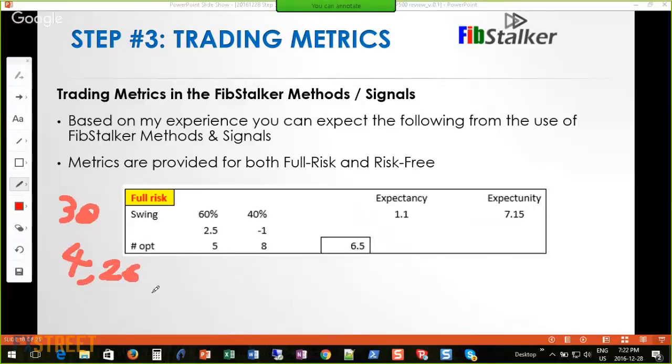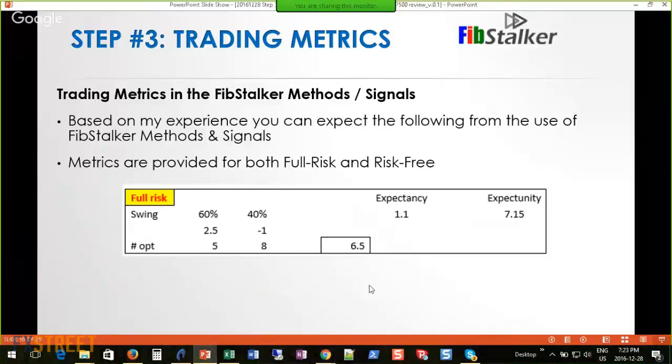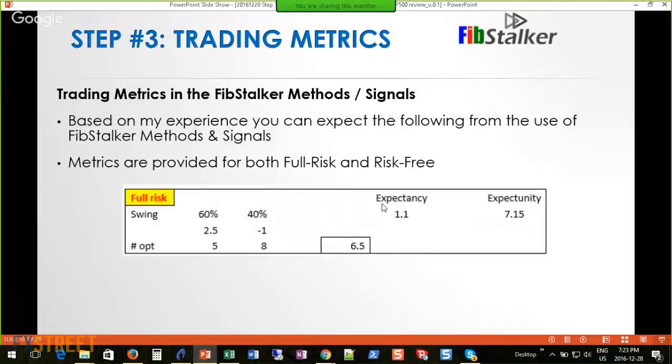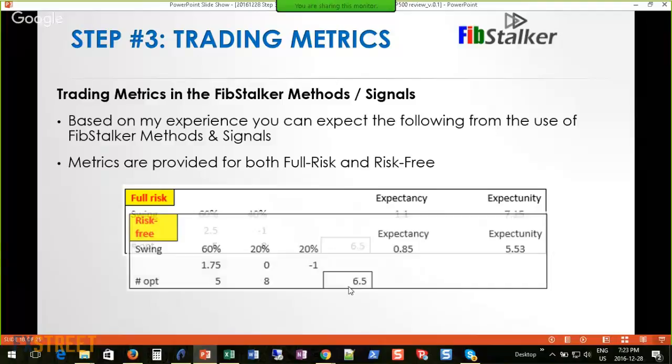Okay, and the futures are the S&P E-mini future, the dollar index futures, and then the mini gold and mini silver. Here you can use the larger contract as well. Now, when it comes to risk-free, here the expectancy is a little bit higher than 1, with an opportunity of 7.15, around 7 units of risk per month. And the average number of opportunities would be between 6 and 7 every month.